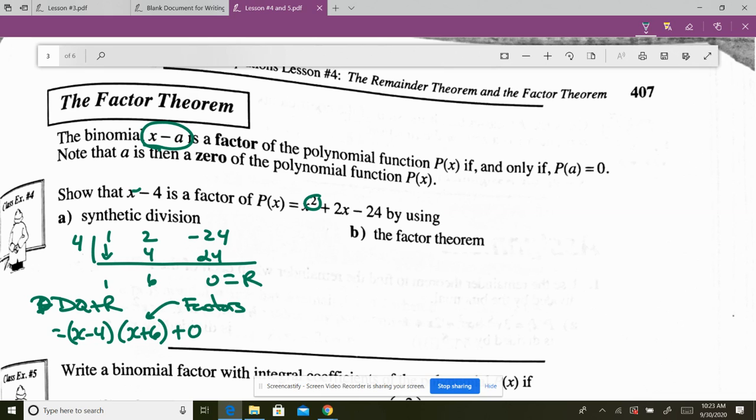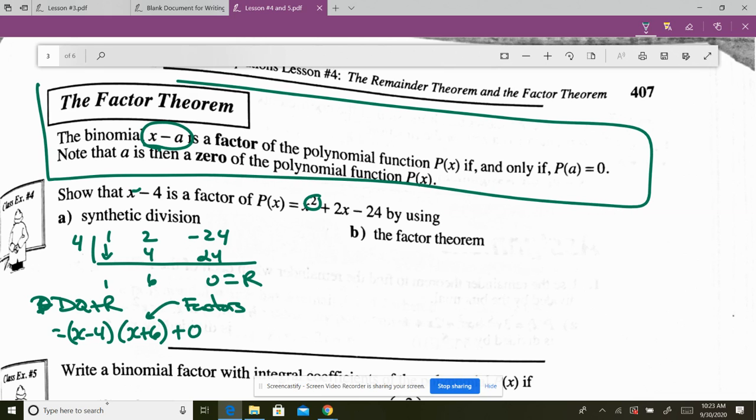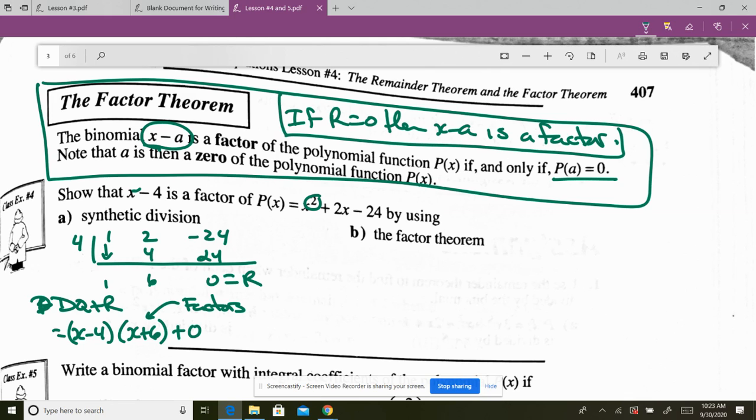All right, so that's the key thing. Factor theorem. I'm not going to ask you what the factor theorem is. All you have to remember is, let's just write it: if r equals 0, then x minus a is a factor. That's what you need to remember. Okay? That is the key take-home point from that page.